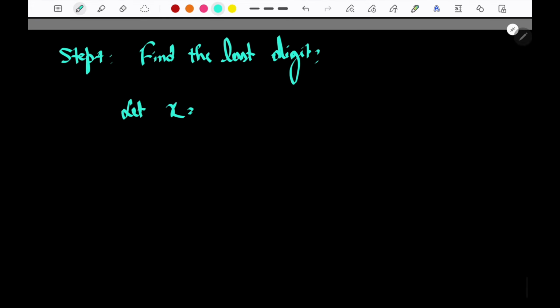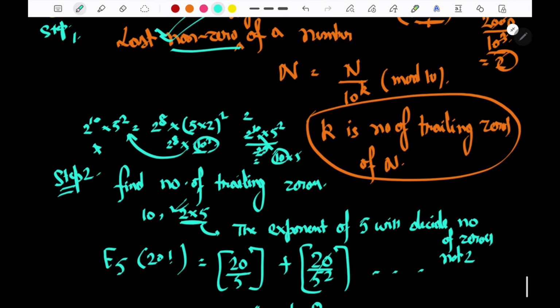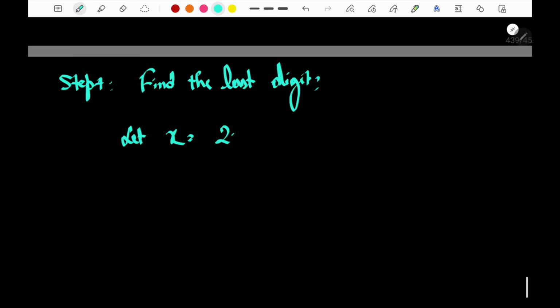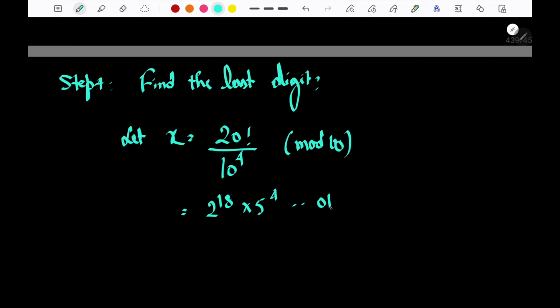Let x be equal to 20 factorial divided by 10 to the power k, where k is 4, mod 10. That is what we need to find out. Now, 20 factorial is 2 to the power 18 into 5 to the power 4, times some other primes, divided by 2 to the power 4 into 5 to the power 4. What does other primes mean? It means the numbers from 1 to 20, but with 2 and 5 removed.